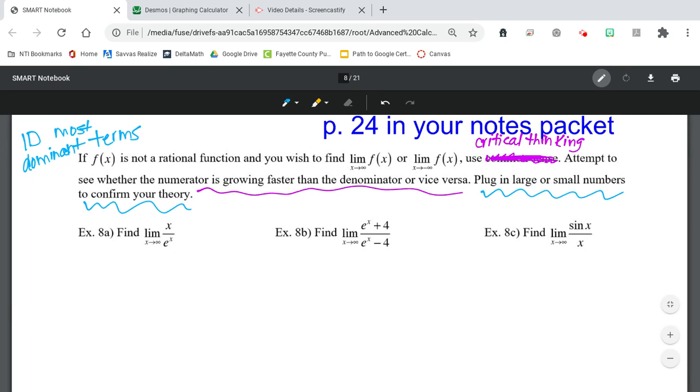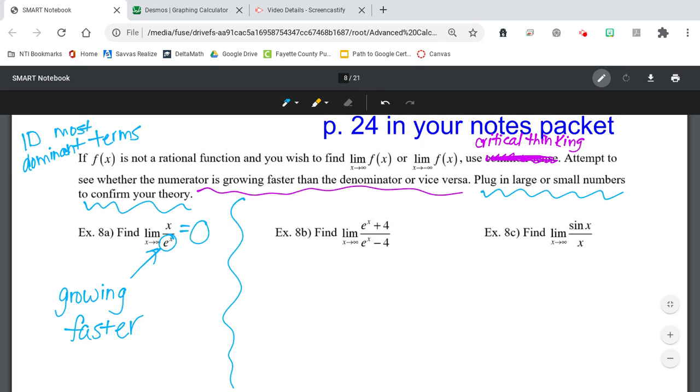So on 8a, I see that there is an x over e to the x. Well, there's only one term in the numerator and only one term in the denominator. E to the x is exponential, so e to the x is growing faster. The denominator is growing faster. So since the denominator is growing faster and we're approaching positive infinity, we'll say that our limit is equal to 0.